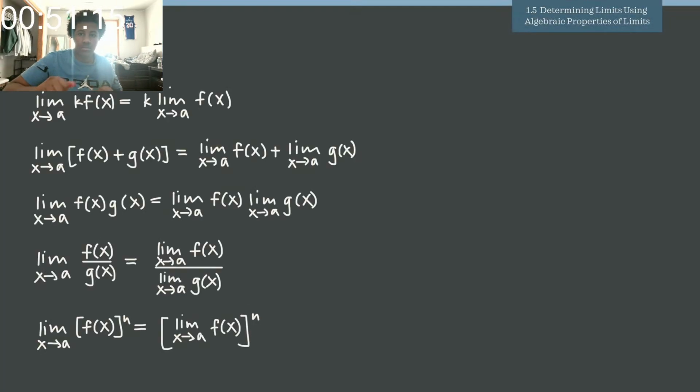Topic 1.5 is about limit rules or properties of limits. And before we get too overwhelmed by these rules, I think they're actually all pretty intuitive. So we really don't need to remember any of these rules if we just get comfortable working with limits. So for instance, let's look at this first formula here.